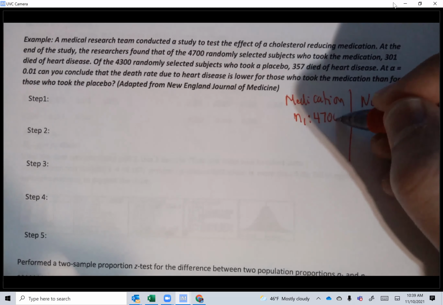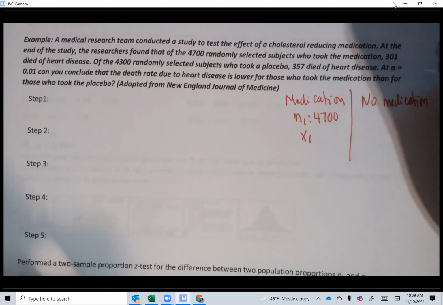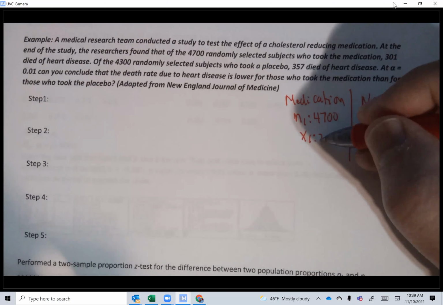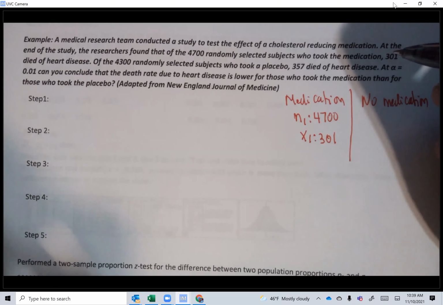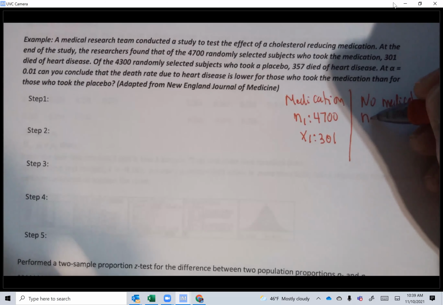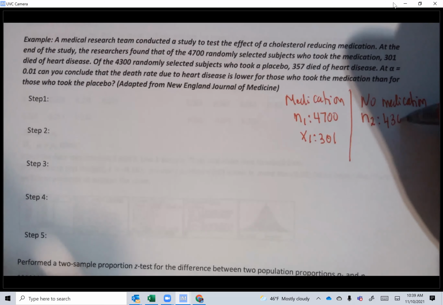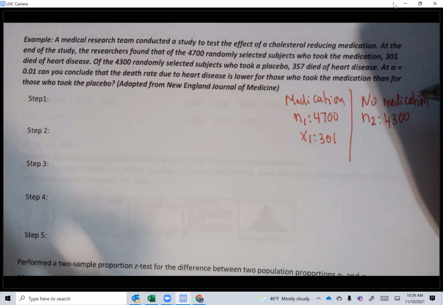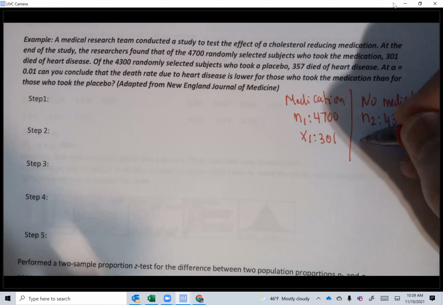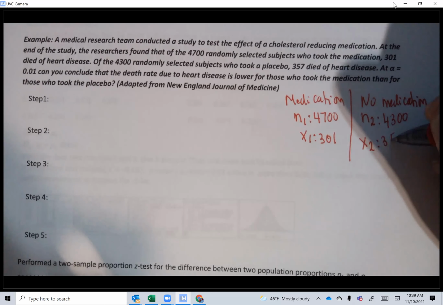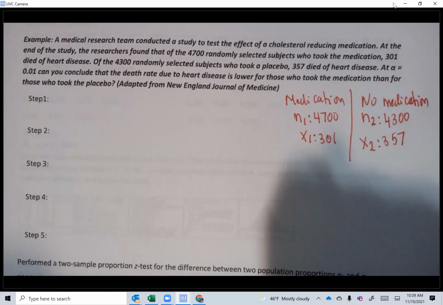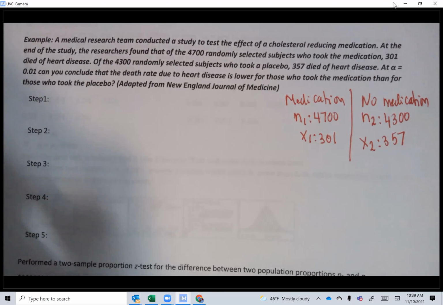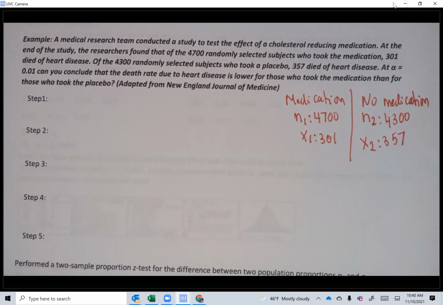So N1 is 4,700. X1, he didn't give me a percent, so that's good. He just gave me X is 301 died. Of the 4,700, and now N2, who took the placebo, water pill or sugar pill, 357 died. Here's the question. At alpha equal 1%, can you conclude that the death rate due to heart disease is lower for those who took the medication than for those who took the placebo?